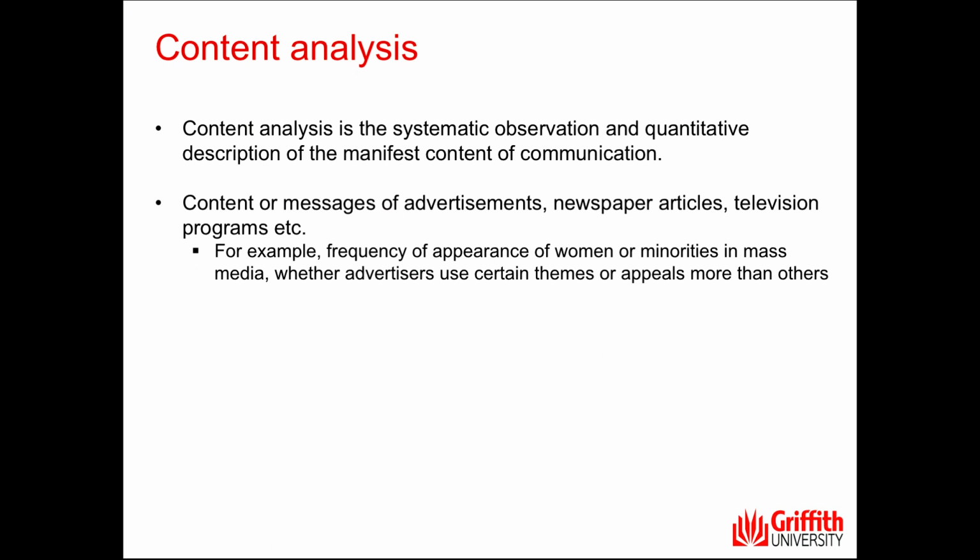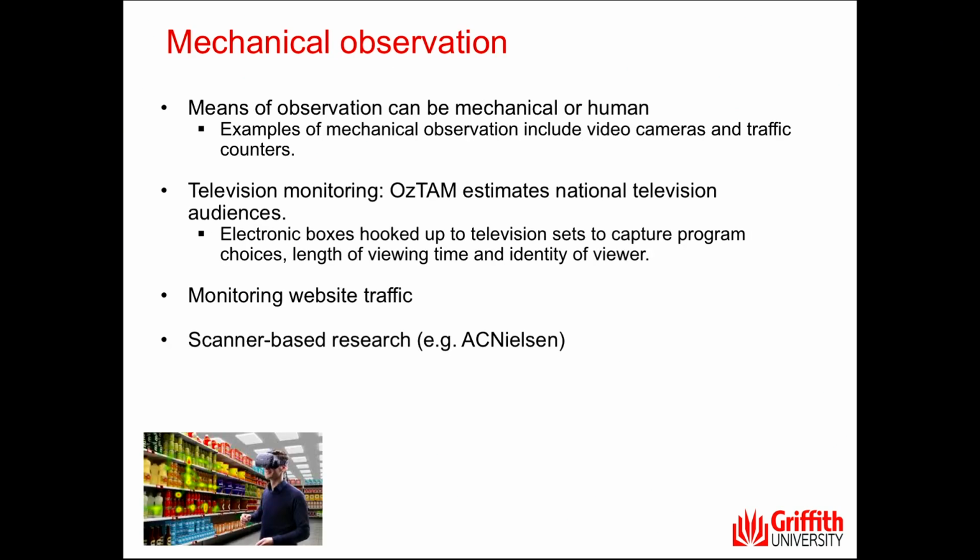So you look at the content of magazines and newspapers, and now you can explore blogs. You can also now use mechanical observation. Means of observation can be mechanical or human. Examples include video cameras and traffic cameras: how many cars actually break the law in a traffic flow.